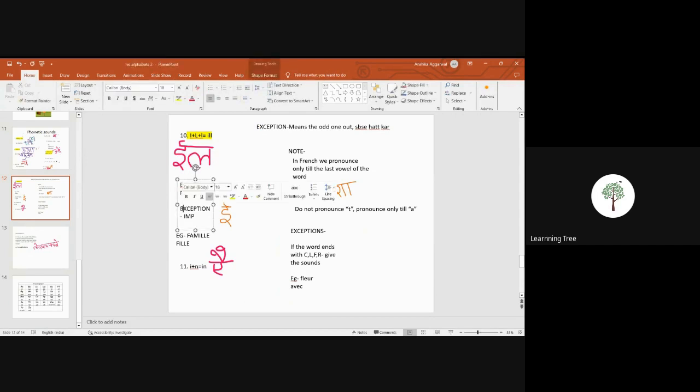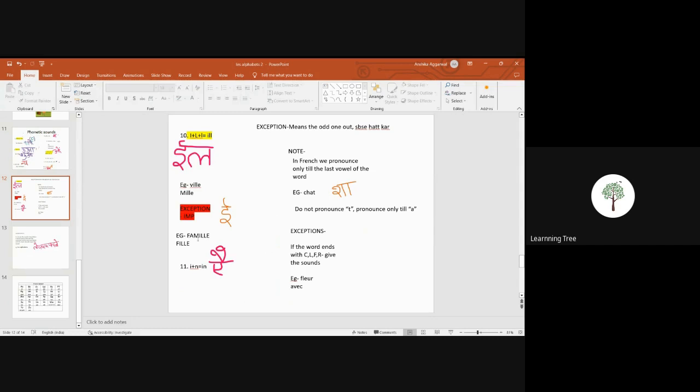However, there is an exception sound. Now, exception means odd one out, जो सबसे हटकर है. ठीक है? And French is full of exceptions. French में बहुत सारे exceptions आते हैं. So one such exception that you're going to learn is the pronunciation of ILL. There are few words where the sound of ILL is not "ill", it's simply E, where I do not give the sound to L. I just give the sound to E. That is, I just give the sound of I, that is E.